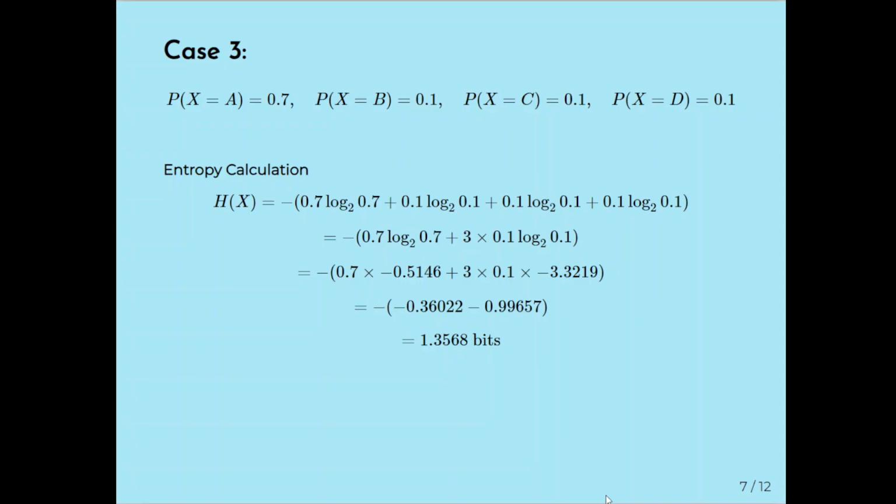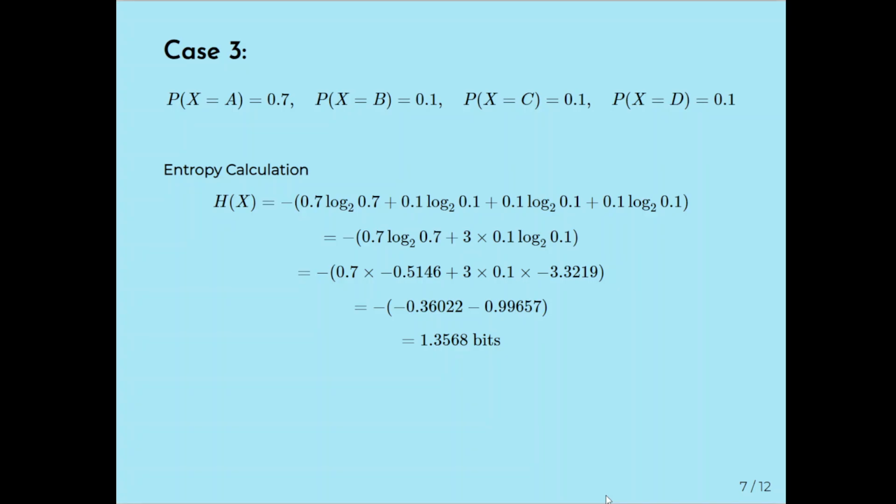We have probability of x equal to A is 0.7, where in all the other cases, the probability is 0.1. So for A, we have 0.7 times log of 0.7 to the base 2. And for all the other cases, we have 0.1 times log of 0.1 to the base 2. So what we end up with is log of 0.7 to the base 2, that is minus 0.5146, times 0.7, that gives us minus 0.36022.